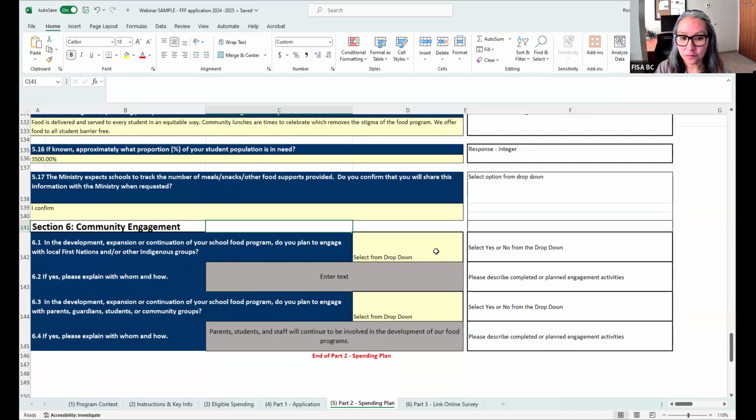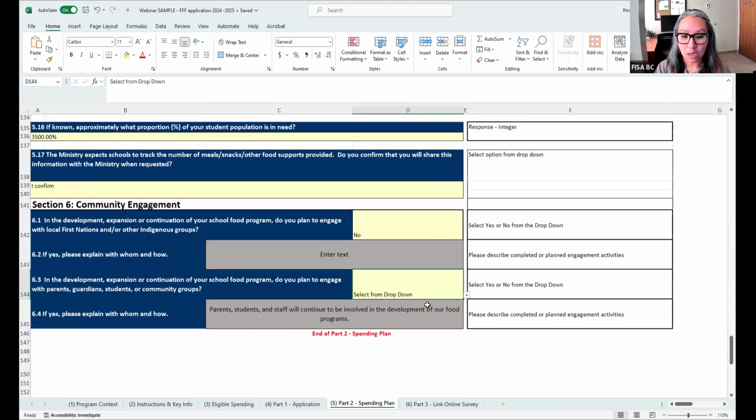And then we're going to have community engagement. This is always about whether you have any relation or engage with any First Nations. In my case, I will say no. If you say yes, you will see that this will change. I will say no.